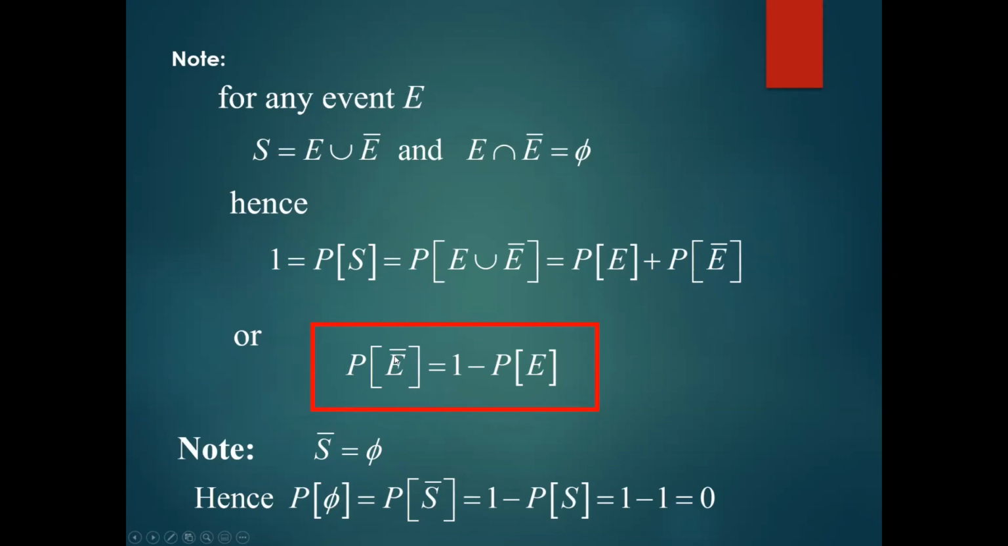The probability of the complement of an event is just equal to 1 minus the probability of the event. And of course the probability of the null event, event and set are used synonymously here, the probability of a null event is 0, and you can always derive that.